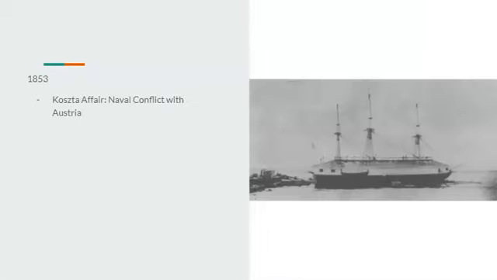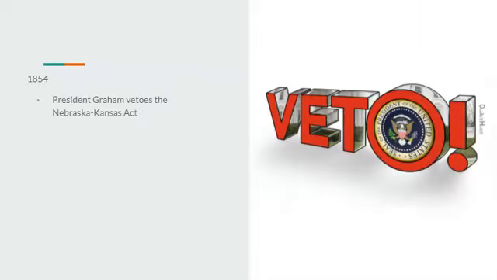1853, the Kosta Affair would occur, which is a naval conflict with Austria. And then 1854, President Graham would veto the Nebraska-Kansas Act, which would allow them to choose, hey, do you want to have slavery or not? He would veto this, you know, pro-slavery and all.